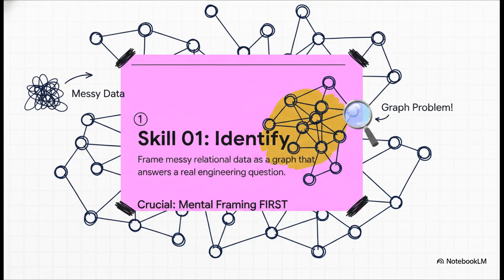Throughout this course, we're focusing on building 4 concrete professional skills. We've got identify, measure, infer, and predict. For this case study, we are entirely focused on skill 01, identify. The absolutely crucial takeaway here is that you've got to learn how to frame messy relational data as a graph that actually answers a real engineering question. Recognizing that your system problem is, at its core, a graph problem, that's the most critical step you'll take. And this mental framing has to happen long before you ever write a single line of code.